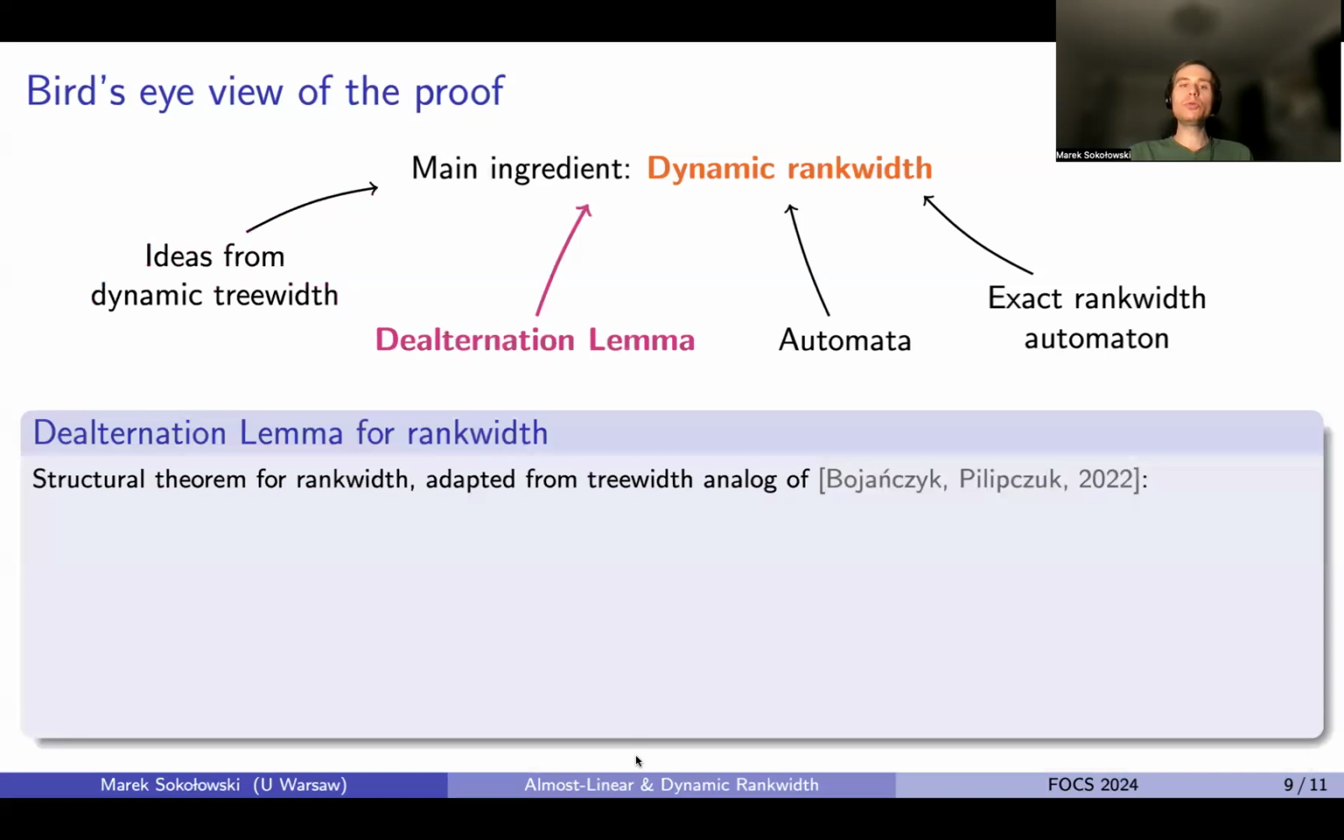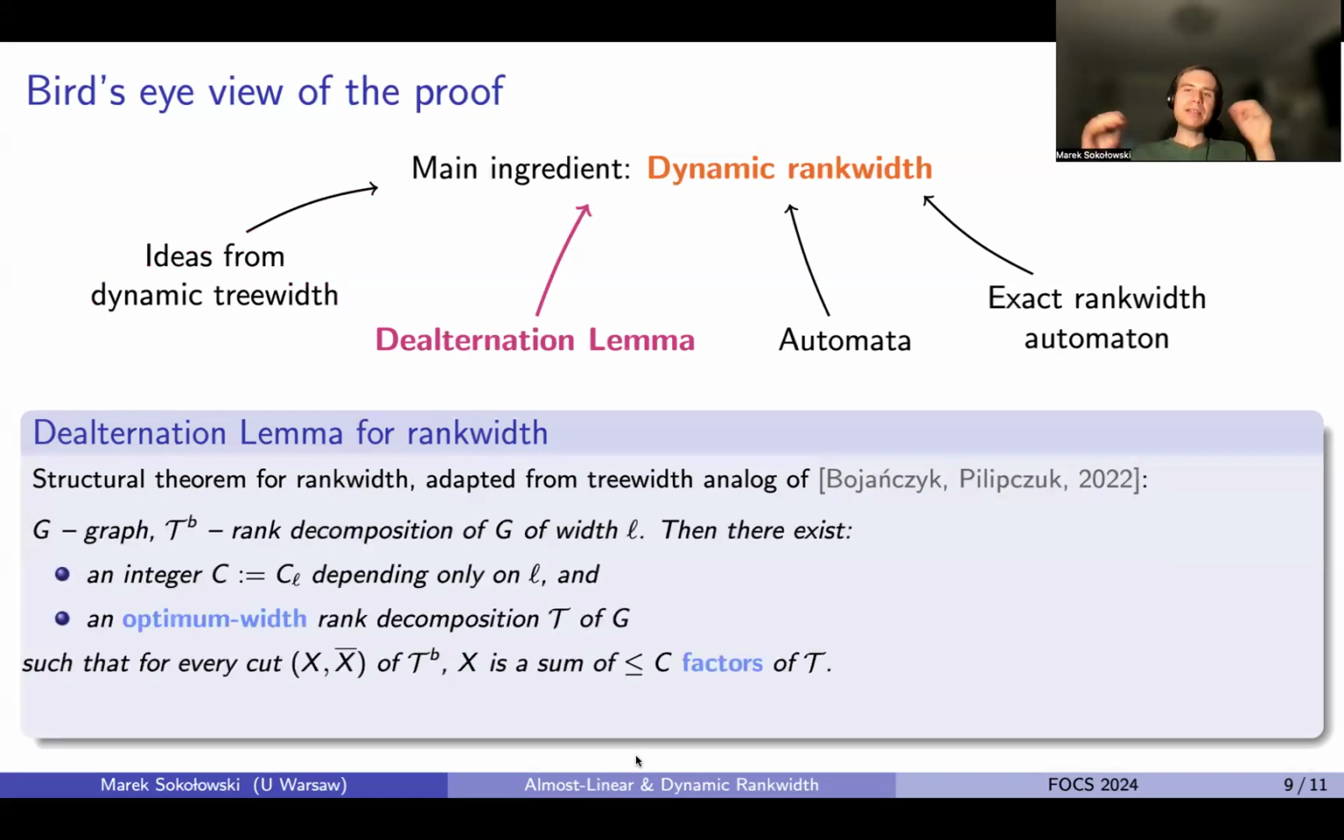Okay, let's move on to the so-called alternation lemma for rank width, which is a structural theorem for rank width that is adapted from its tree width analog given by Bojańczyk and Pilipczuk in 2022. So for rank width, the alternation lemma reads as follows. Suppose I have a graph, and I have some rank decomposition of the graph of possibly non-optimum width L. Then I have an integer C that depends only on this width of the decomposition L and not the decomposition or our graph itself. And there exists an optimum width rank decomposition, say T, of that graph. I don't know what it is.